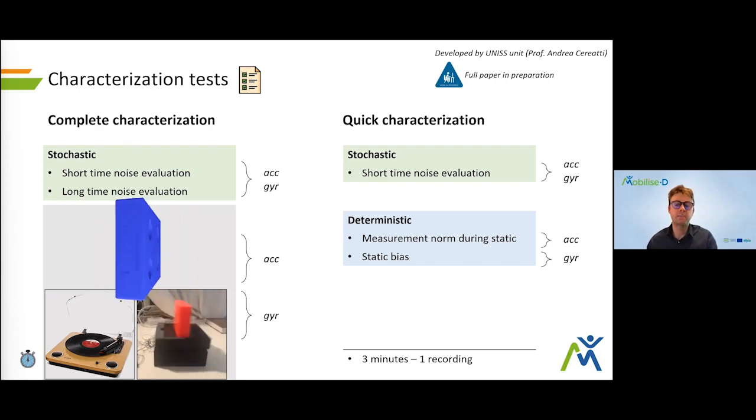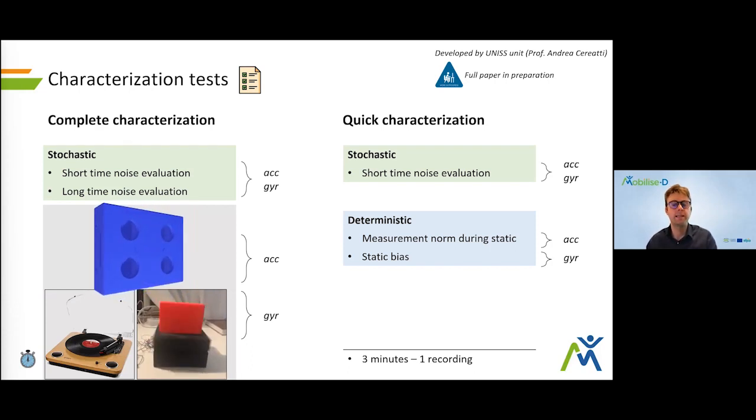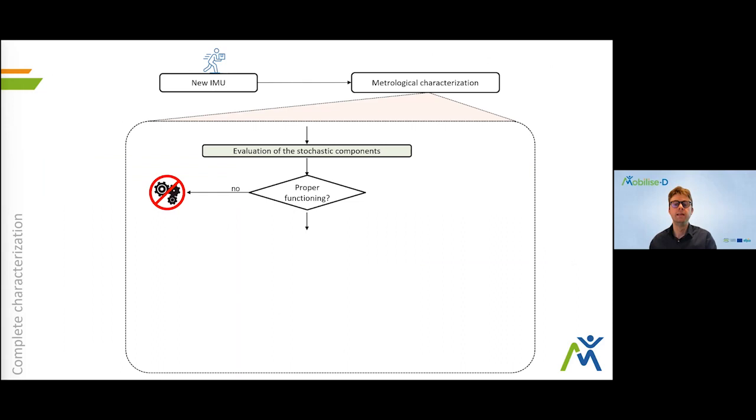To standardize the alignment, we designed and 3D printed a case to host up to 4 IMUs. To ensure repeatability, we also developed a custom rotation plate. However, also a commercial turntable can be employed. In any case, these experiments can be executed without the need of specialized laboratories. This is the pipeline we designed to perform a complete characterization of an IMU.